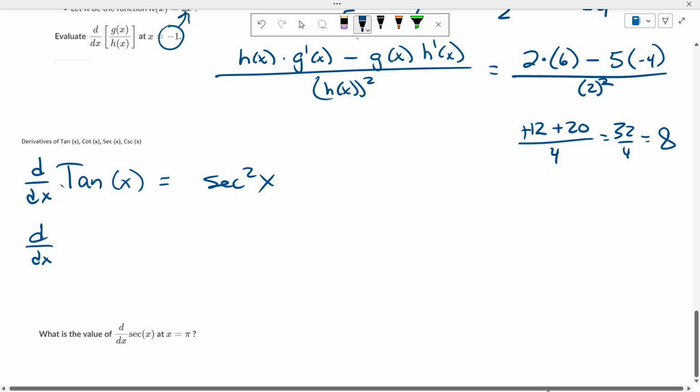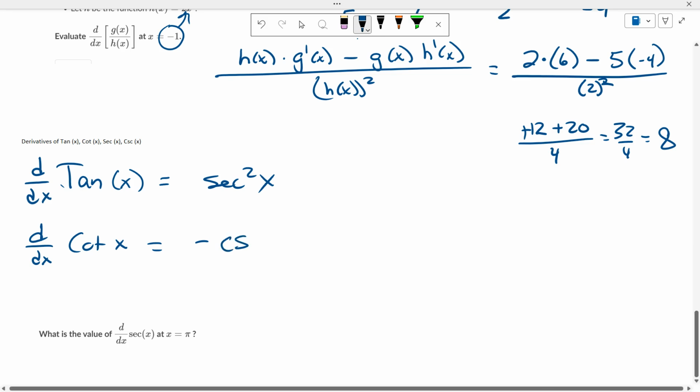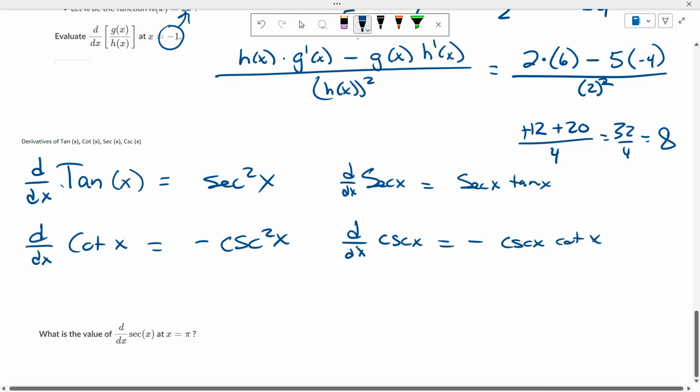And d dx of cotangent of x is negative, is it negative cotangent of x cosecant of x for cotangent of x? Oh, negative cosecant squared of x. Okay. And then secant of x, the first derivative of secant of x is secant of x tangent of x. And the first derivative of cosecant of x is negative cosecant of x cotangent of x.